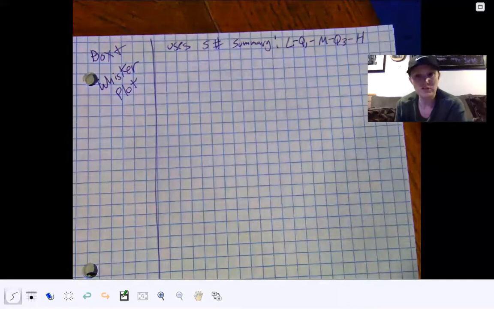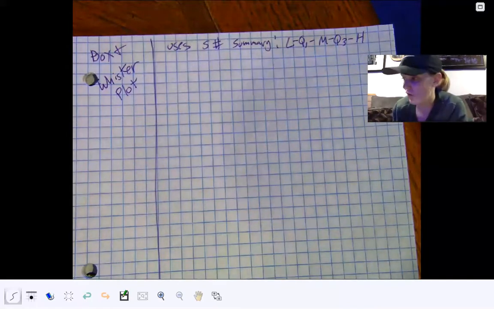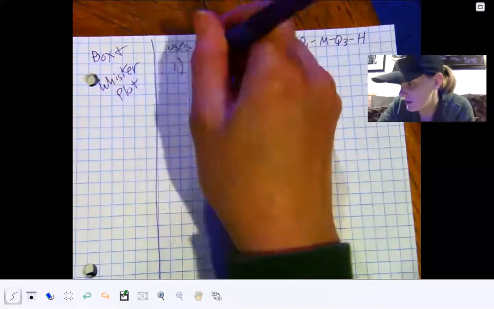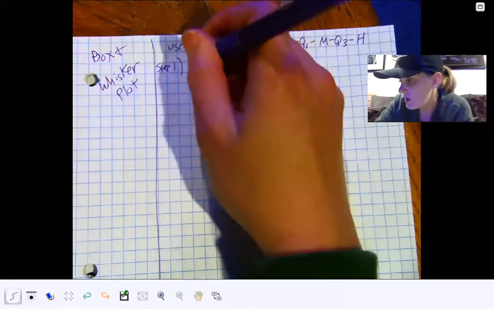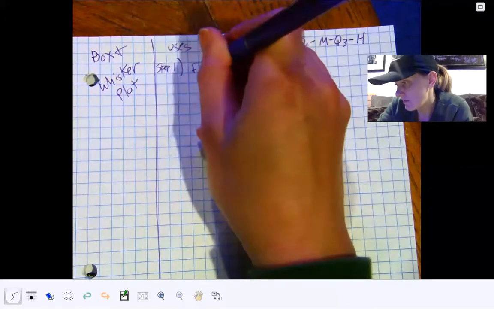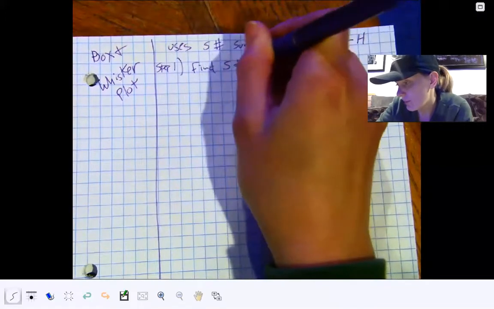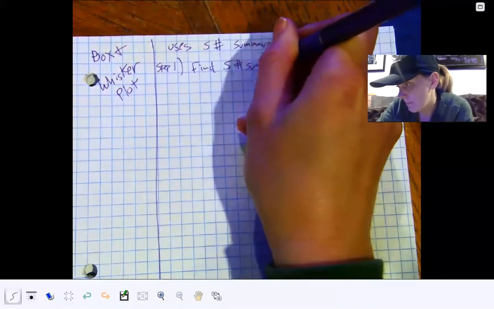So what do you think our first step's going to be if those are the numbers we use? It's asking for our 5-number summary. So step 1 is to find the 5-number summary.